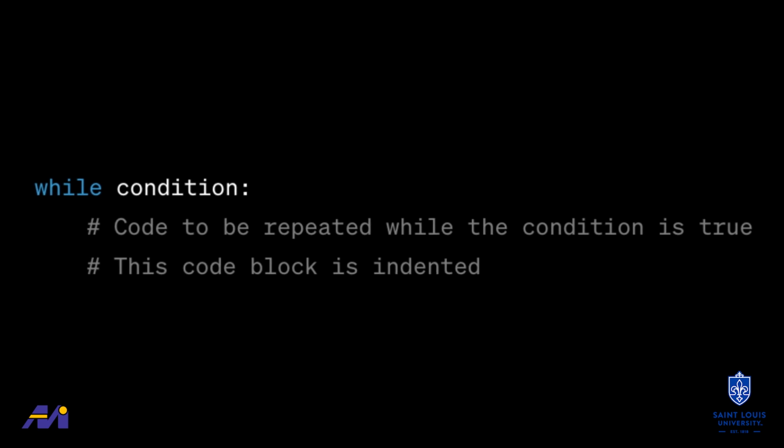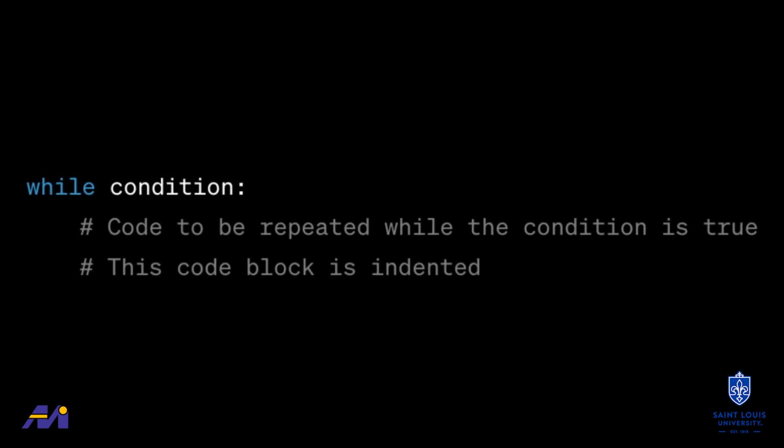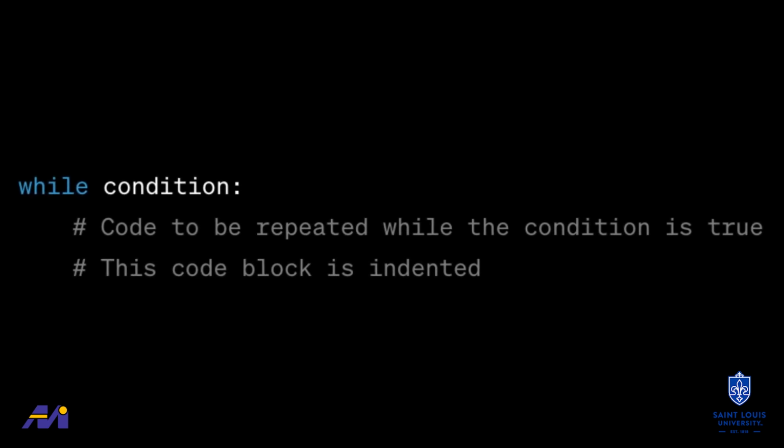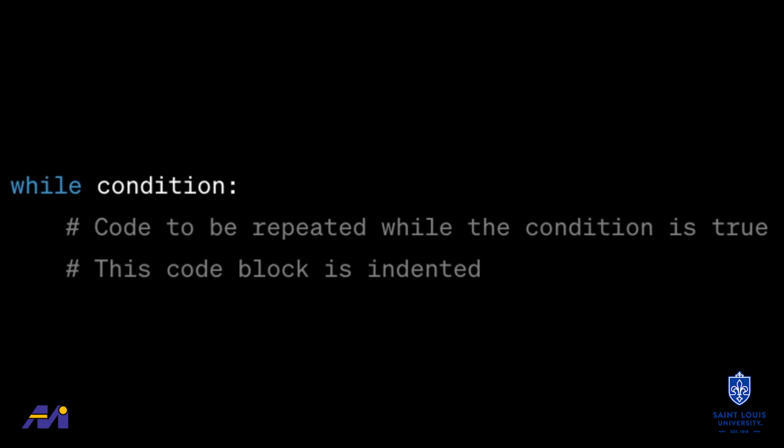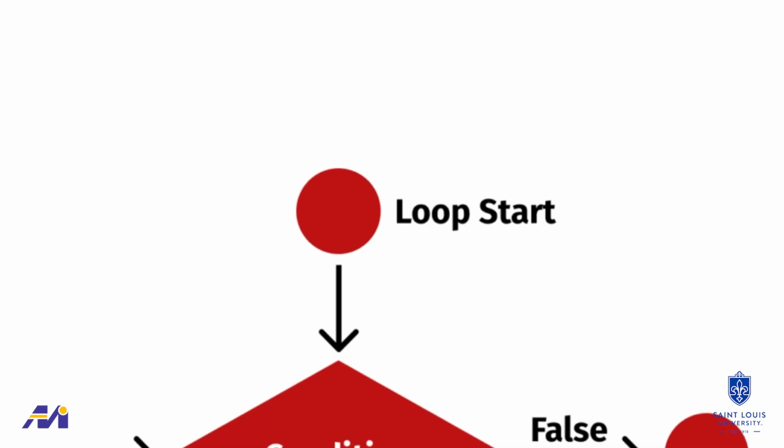The next section will talk about while loops. In Python, a while loop is a control flow statement that allows you to repeatedly execute a block of code as long as a certain condition is true. The general syntax of a while loop in Python is something like this.